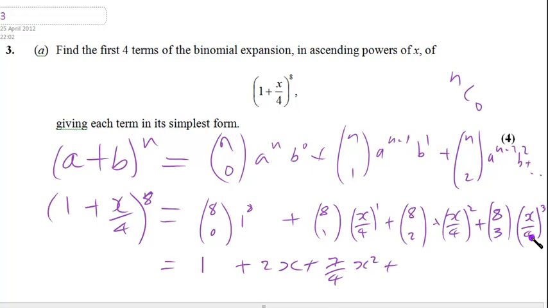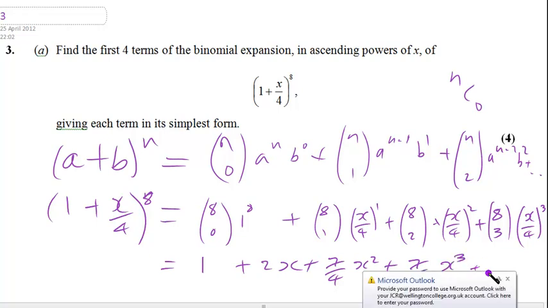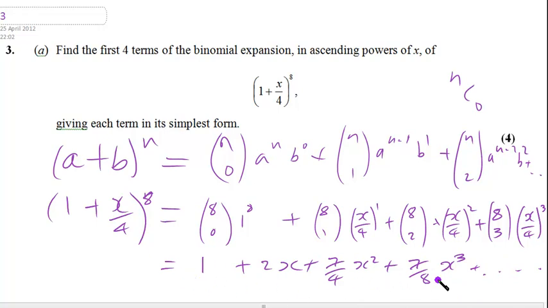8c3 times by a quarter cubed. When you simplify that all down, you get 7/8 x to the power of 3. And this gives us our first 4 terms.